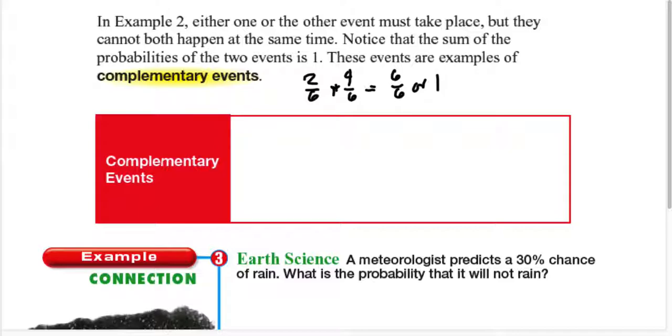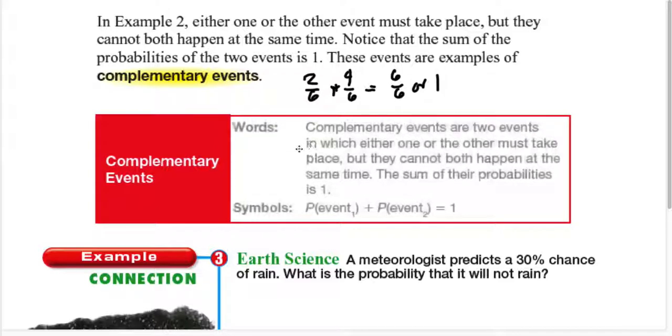Now we define complementary events to be, in words, 2 events in which either one or the other event must take place, but they cannot both happen at the same time. The sum of their probabilities is 1. And in symbols, the probability of event 1 plus the probability of event 2 will be equal to 1. That's the definition of complementary events.